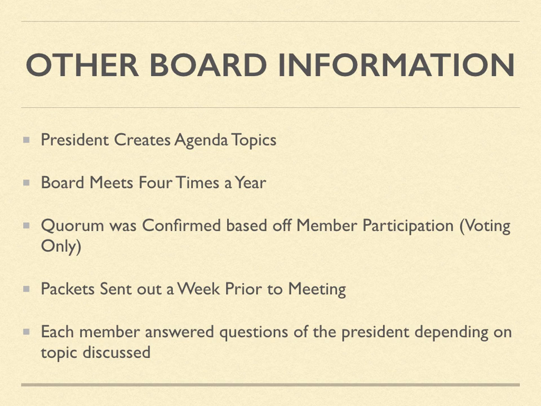And then, of course, we have some other board information that was also talked about in the paper which I wrote. The president creates the agenda topics, and I think that is standard. He might hand them to a secretary or admin specialist to send out or to organize, but the president talks about the agenda topics and creates them. The board meets 4 times a year, as I discussed earlier. 4 times meaning once a quarter, and therefore that's how the president is able to create these agenda topics based off of things that are going on.